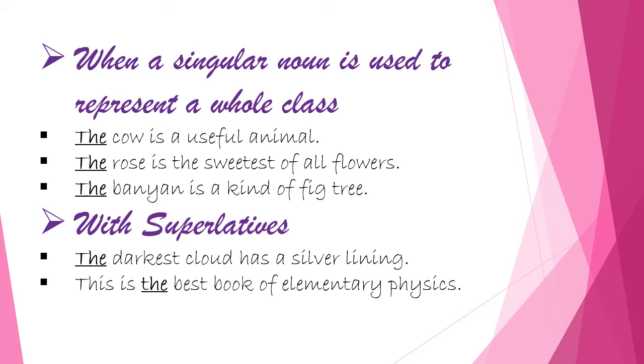When a singular noun is used to represent a whole class. For example, the cow is a useful animal. Here, by using the singular noun, cow has been made to represent all cows in the world. We also use definite articles with superlatives. For example, the darkest cloud has a silver lining. This is the best book of elementary physics. Best, darkest, these are all superlative adjectives and we use definite articles with them.